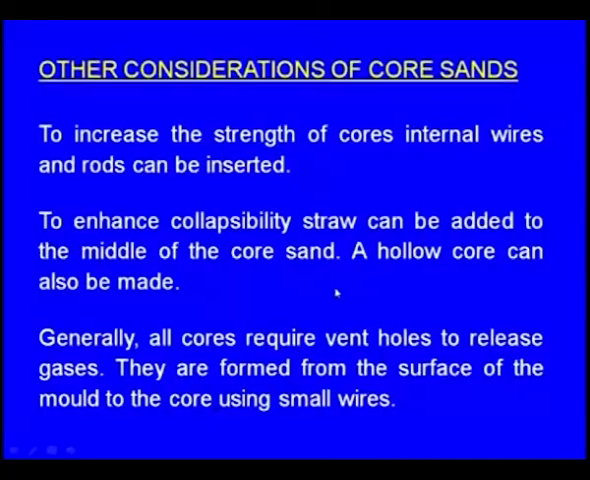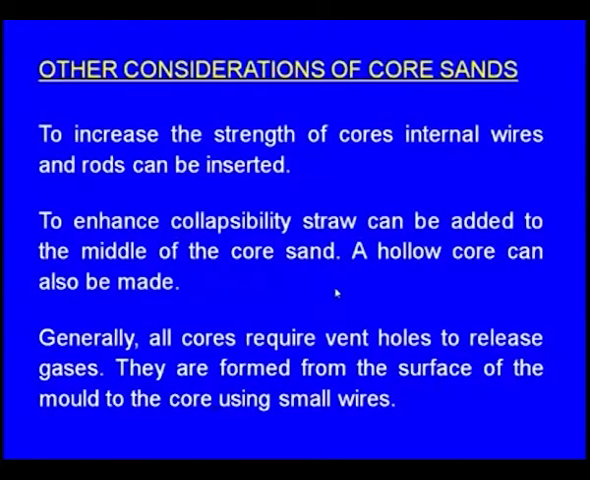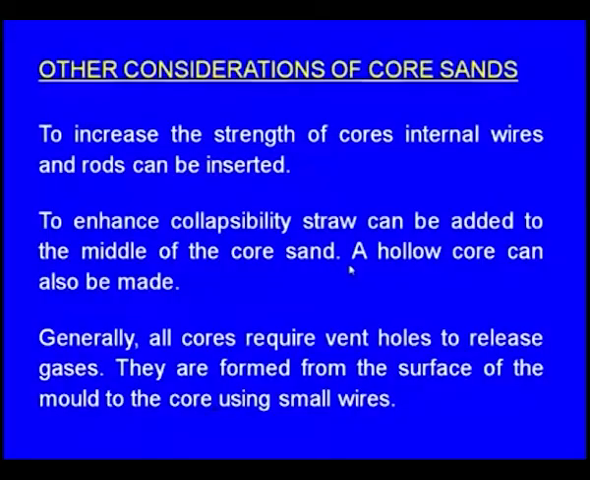Other considerations of the core sands: to increase the strength of the cores, internal wires and rods can be inserted internally along the axis. To enhance the collapsibility, straw can be added to the middle of the core sand, and a hollow core can also be made. Generally, all cores require vent holes to release the gases. They are formed from the surface of the mold to the core using small wires.